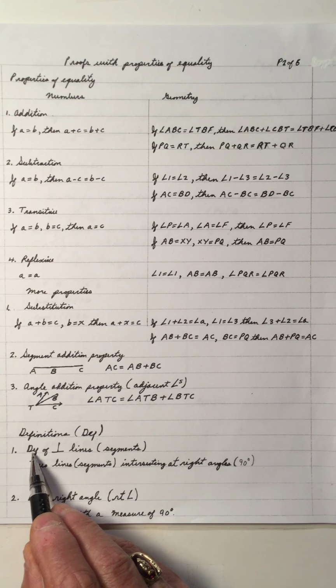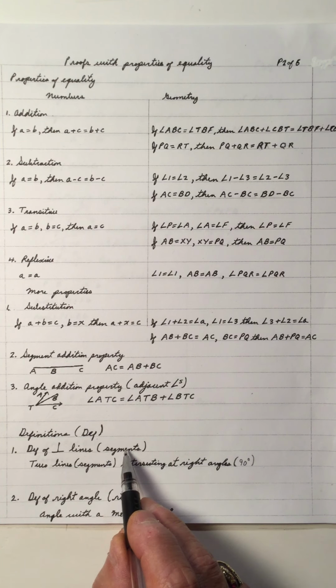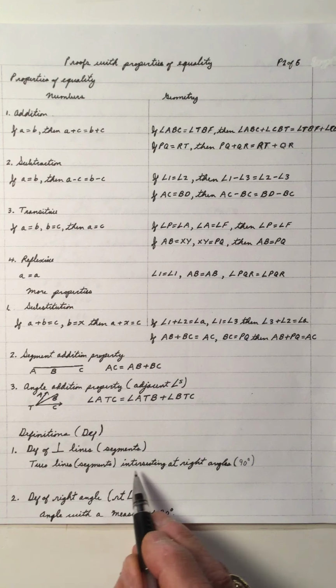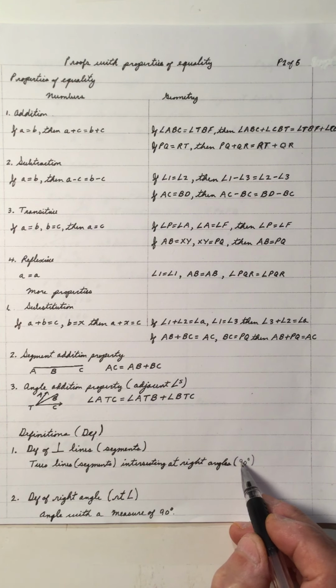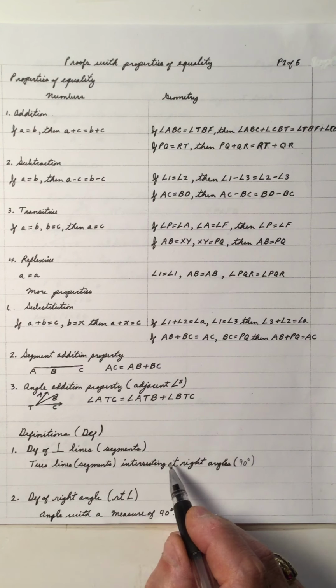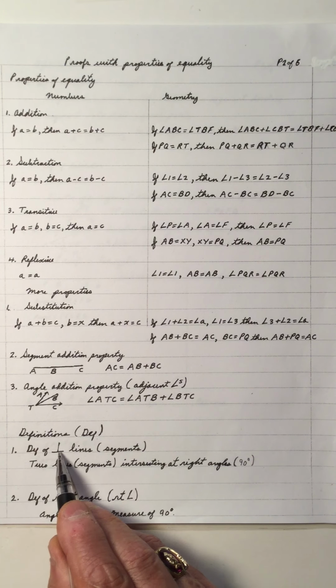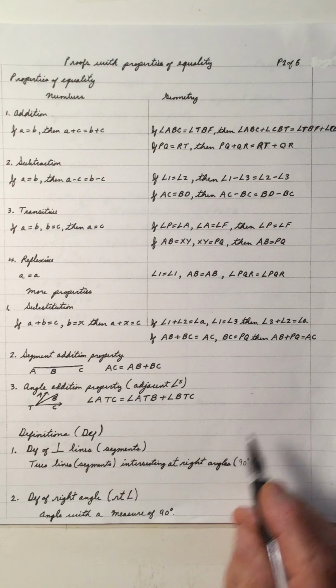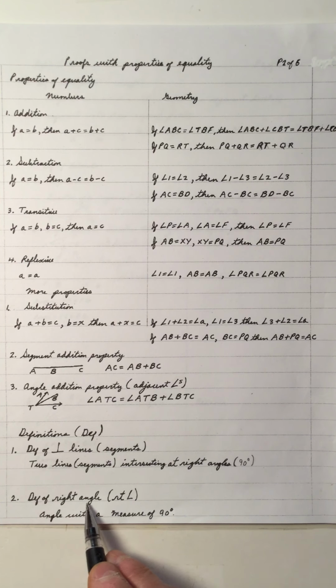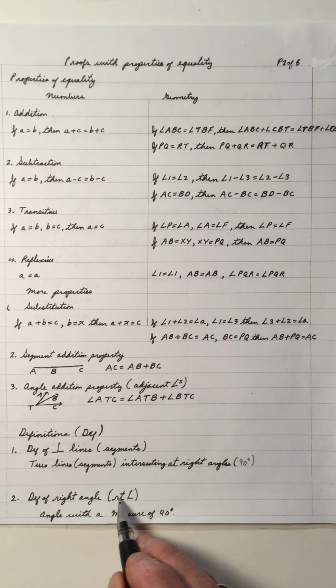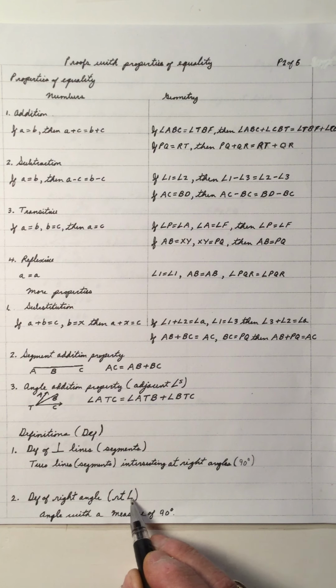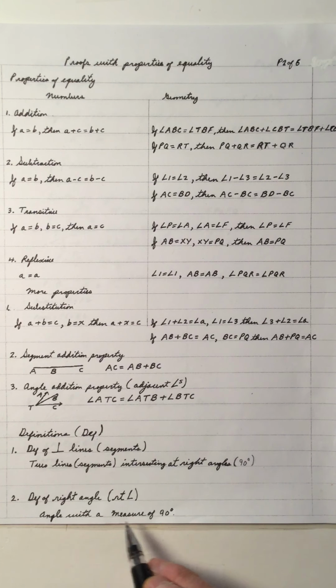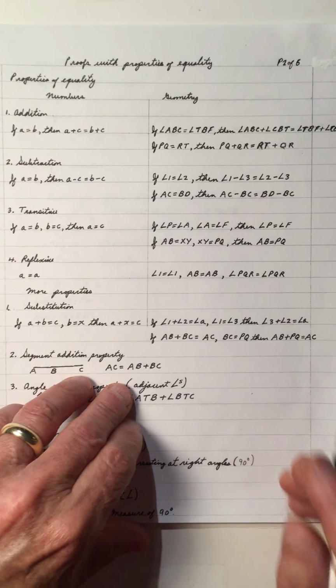One is the definition of perpendicular lines or segments. Perpendicular lines are two lines that intersect at right angles, or at 90-degree angles. Also, we have the definition of a right angle, abbreviated RT angle. An angle with a measure of 90 degrees is a right angle.